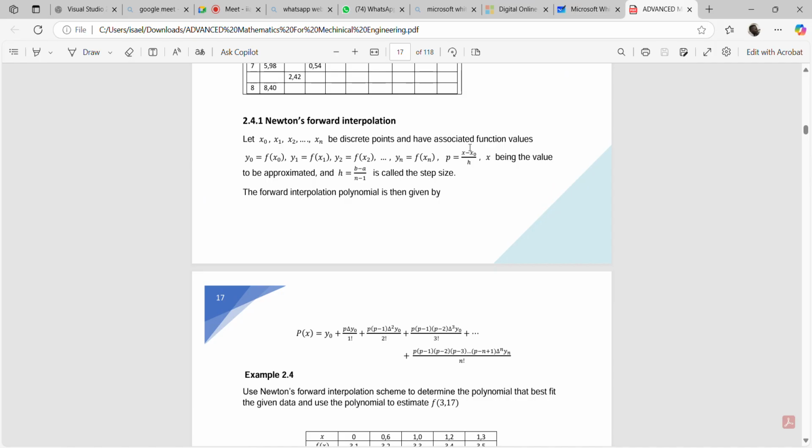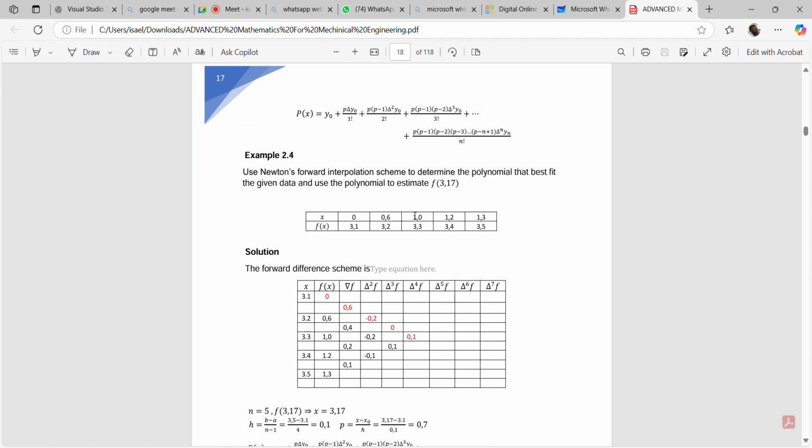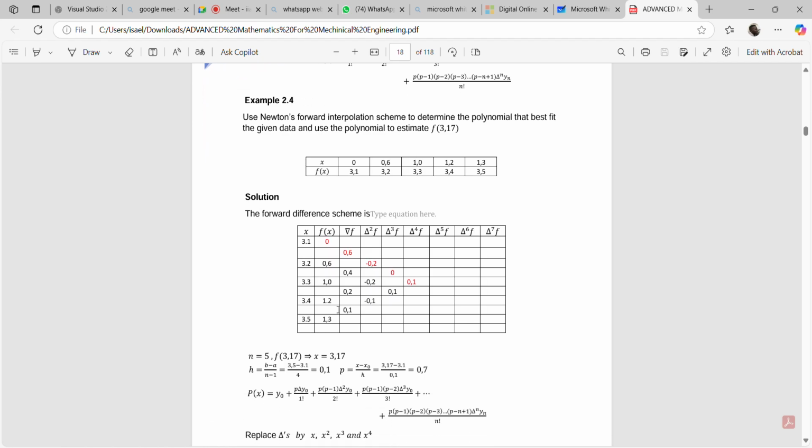So how do we get P? How do we get h? That is really, really important. First of all, you have to be able to identify n. How do you identify n, Mr. Tsunzuka? As easy as it is. If you look at the example provided to you, what do you have, is it row or column? You have 1, 2, 3, 4, 5. So n is equal to 5.